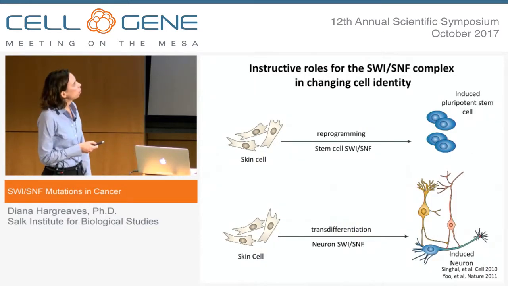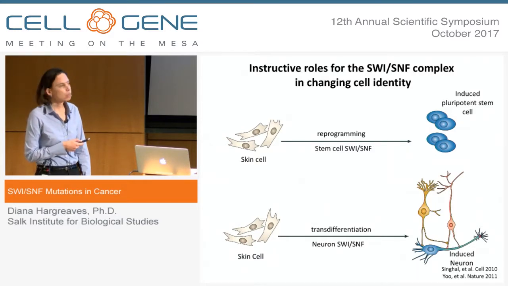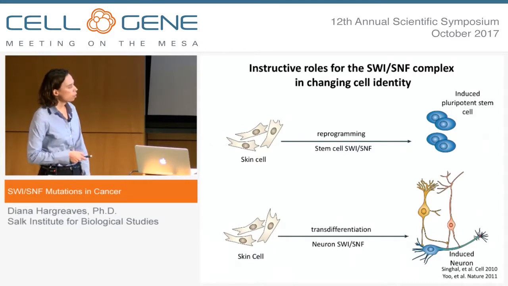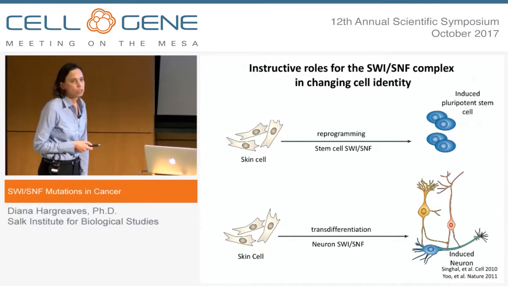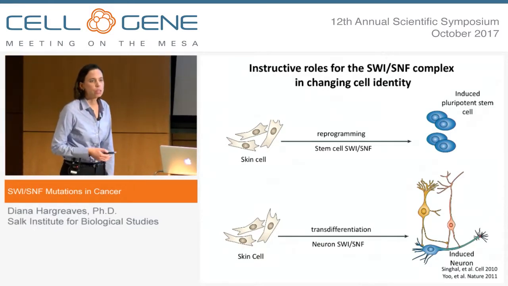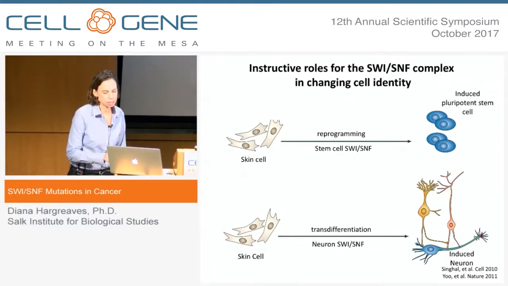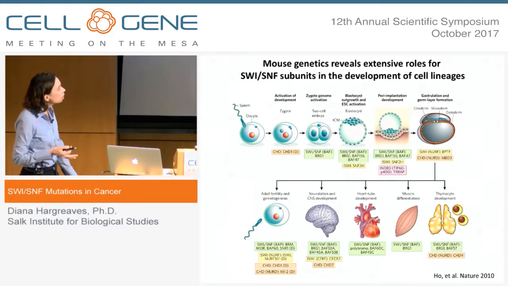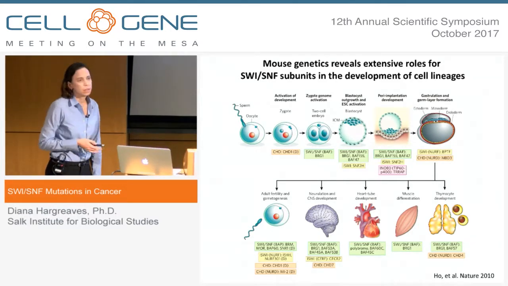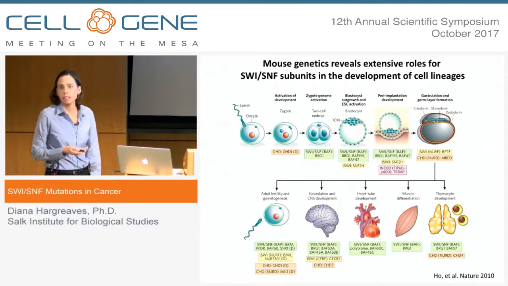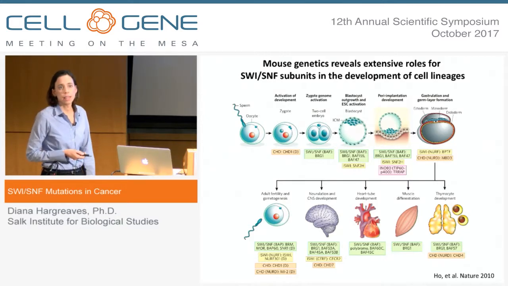For example, if you express components of the stem cell SWI/SNF complex in fibroblasts, you can enhance the ability of these cells to become reprogrammed. Likewise, if you express the neuron components in fibroblasts, you can actually induce transdifferentiation into induced neurons. So it has this necessary and sufficient quality for cell lineages. And this is not just in the context of neuronal differentiation; it's now known that SWI/SNF subunits have a variety of cell type and developmental stage-specific activities in multiple different lineages, including the very earliest stages of embryonic development.